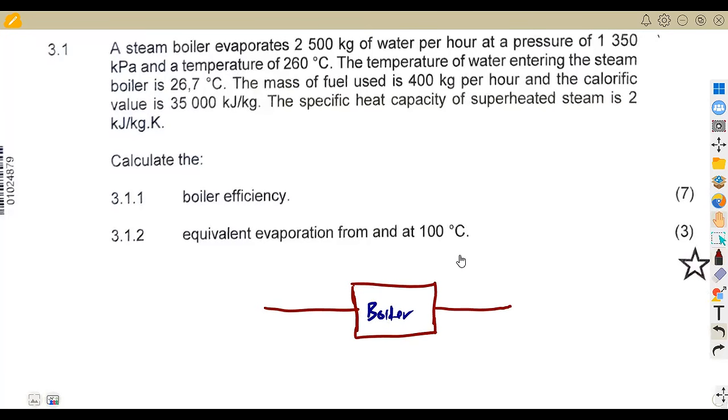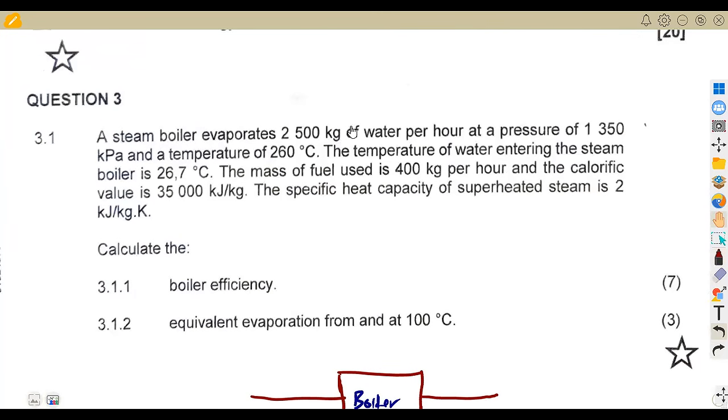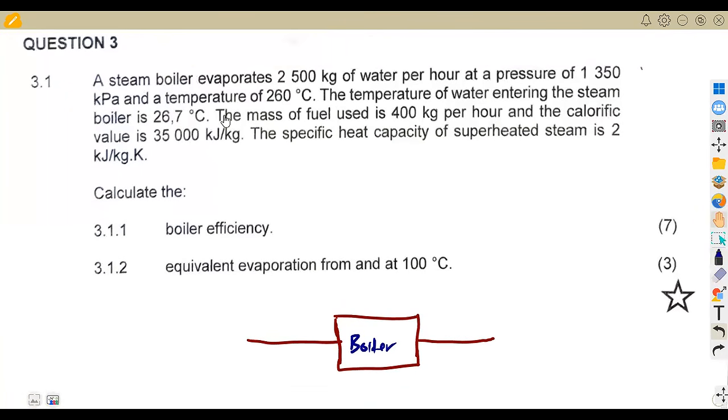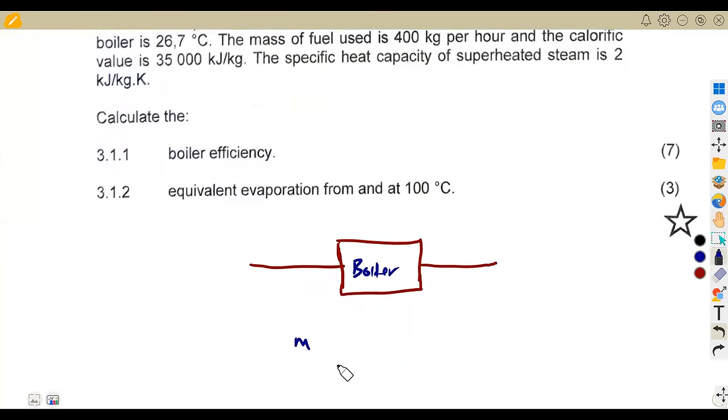So what are the conditions that we are given? All right, so this is the mass of water. It does not affect. Let us just write it aside. We've got the mass of steam in this case. Sorry, the steam boiler evaporates 2,500 kilograms of water, which will be steam in this case, which is the water that will be heated at 2,500 kilograms per hour.